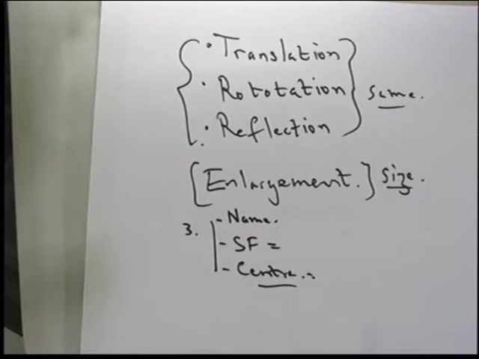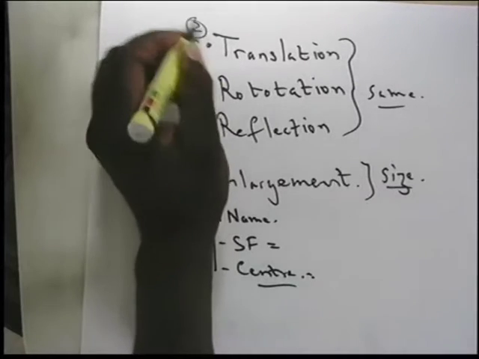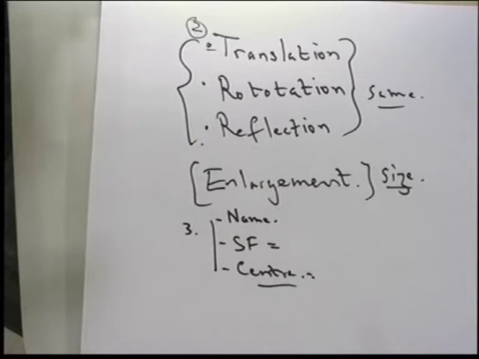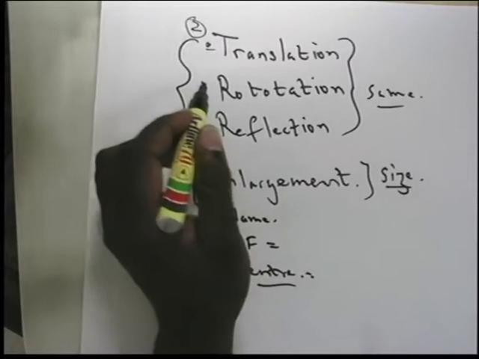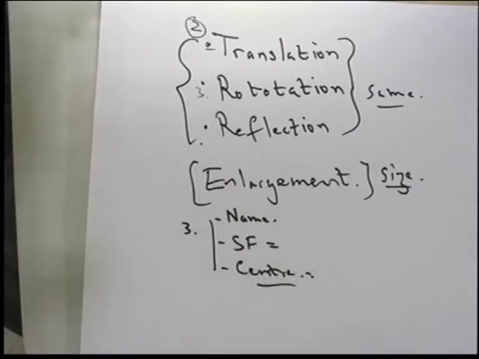A translation usually carries 2 marks. That is so because in terms of translations, we only give the translation vector as well as stating the fact that it is a translation. A rotation carries between 2 to 3 marks because we have to state that it is a rotation.